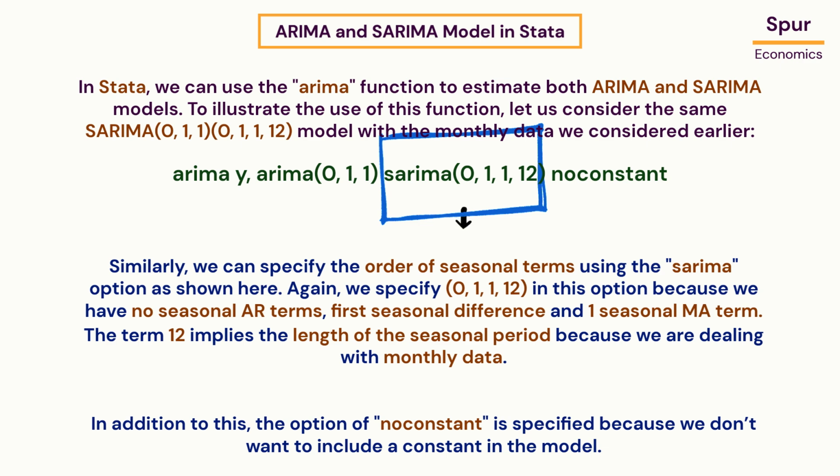Again, we specify 0, 1, 1 in this option because we have no seasonal AR terms, first seasonal difference, and one seasonal MA term. The term 12 implies the length of the seasonal period because we are dealing with monthly data. In addition to this, the noconstant option is specified because we don't want to include a constant in the model.